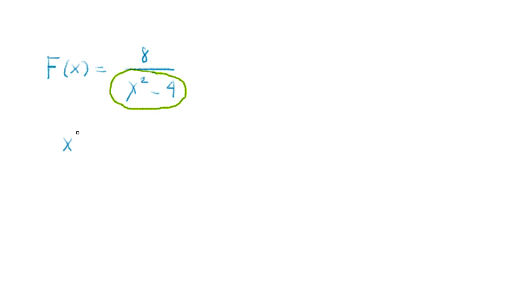Okay, make sure I got the right one written down. So we have f of x is equal to 8 over x squared minus 4. So remember, when we want to find vertical asymptotes, we want to take the denominator here and set it equal to 0 and solve for x.